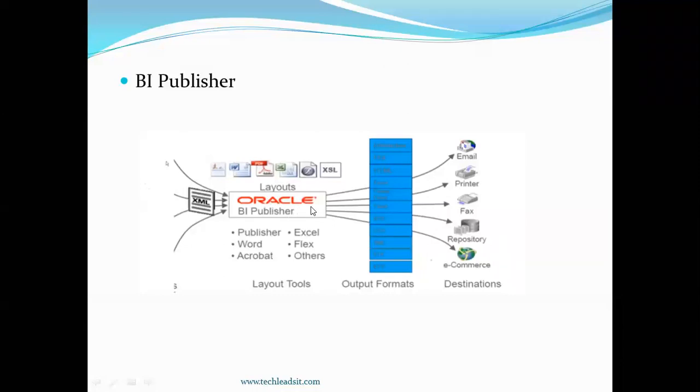we are trying to create different layouts by using the BI Publisher add-in, same as in R12, like Word, PDF, Excel, and XSL. We can use different types of layouts, and with these layouts, we can get different types of output formats like PDF, HTML, Excel, RTF, CSV, XML, and EFT. And we can send these output formats to different destinations like emails, printers, fax, repository, e-commerce, like this.